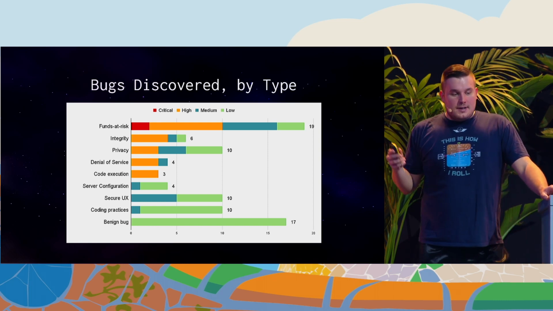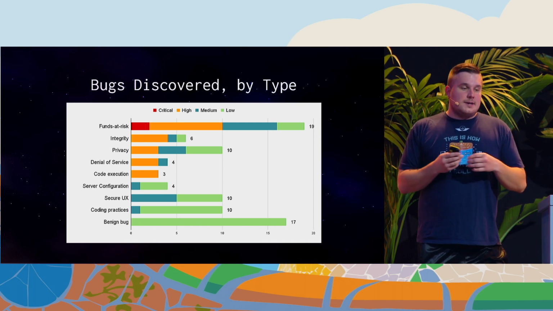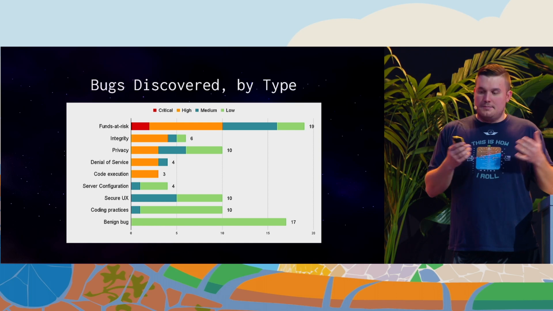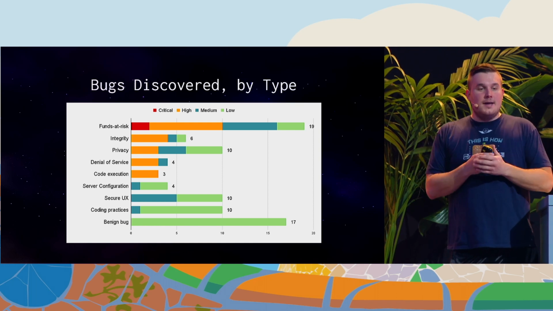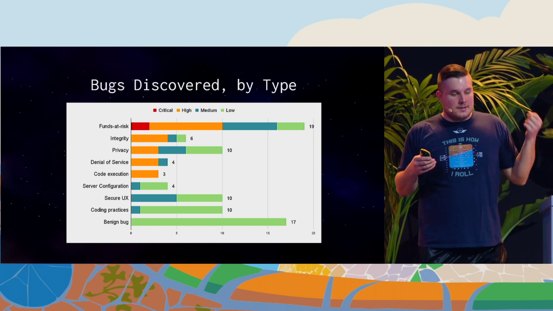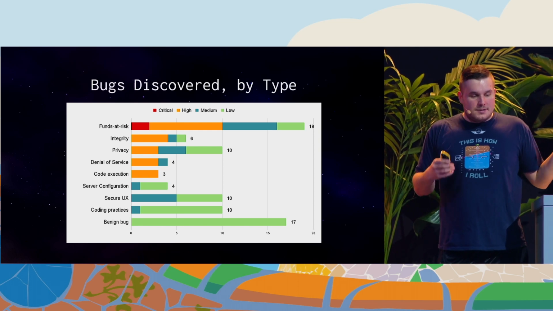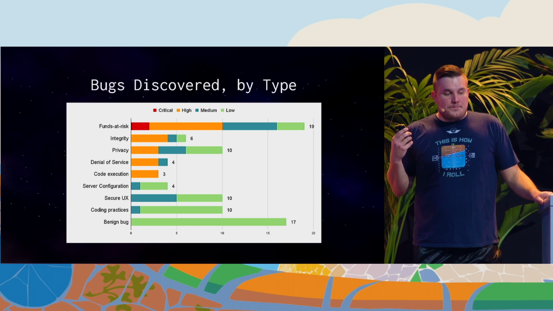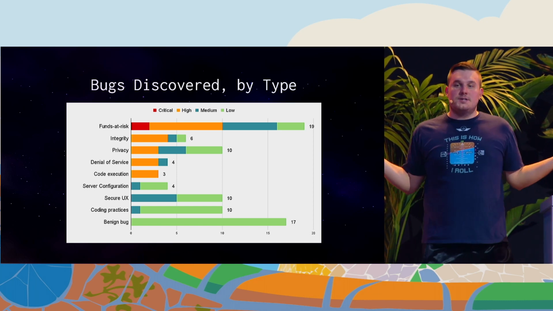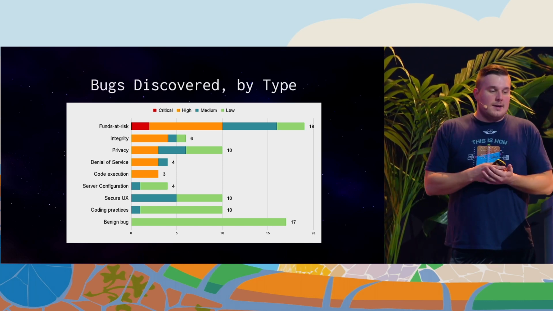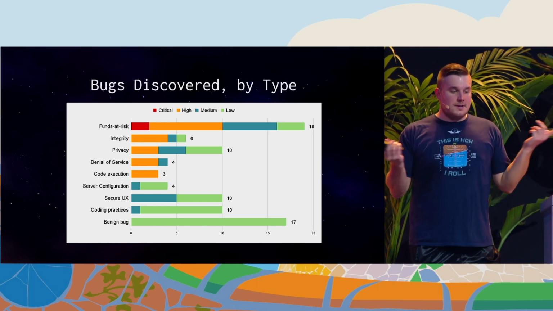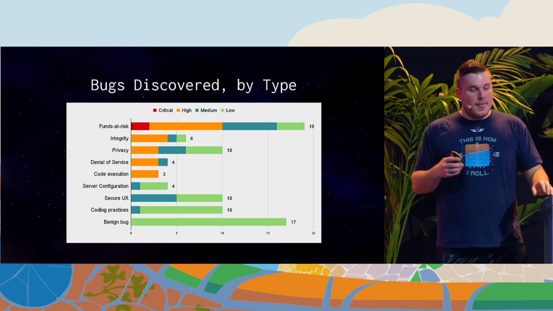Integrity bugs are any time an attacker is able to modify some data without permission. Something like changing an entry in a database when they shouldn't be able to. I found 6 of those. Privacy bugs are basically any time some kind of information gets leaked that shouldn't be leaked. So if an attacker can read your secret memos that you're sending between your wallets, then that's a privacy bug.